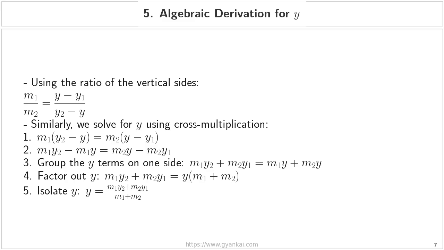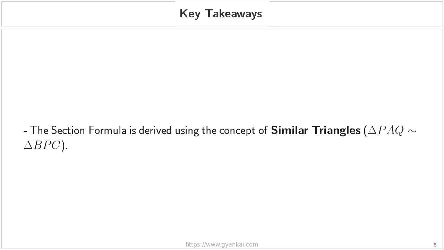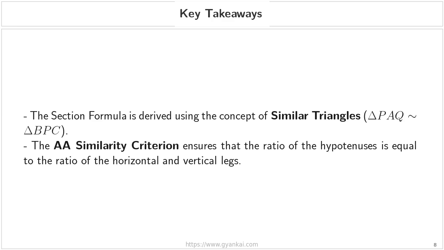Key takeaways. To summarize our derivation, the most important thing to remember is that the section formula isn't just a random rule. It is fundamentally derived using the concept of similar triangles. Specifically, triangle PAQ is similar to triangle BPC. As we saw in our step-by-step proof, it was the AA, or angle-angle, similarity criterion that acted as our bridge.